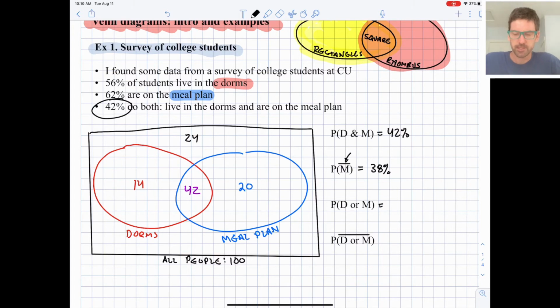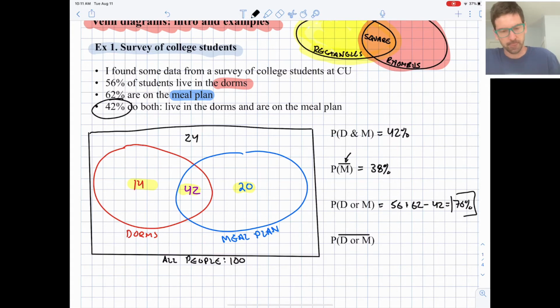What's the probability that someone is either in the dorm or on the meal plan? A couple ways of thinking about this. We could use the formula, dorm plus meal plan minus both. And so that would be 56 plus 62 minus those 42 people, or 42% that we double counted. And that equals 76%. The other thing you could do is just add up these three separate numbers, and that would equal 76% as well. So you can just go straight from the Venn diagram.